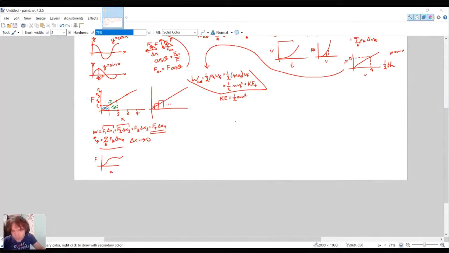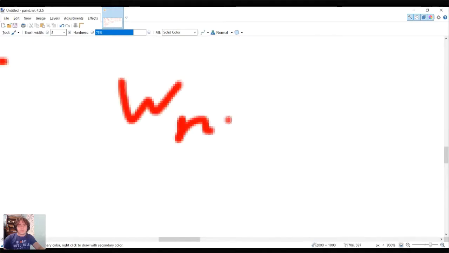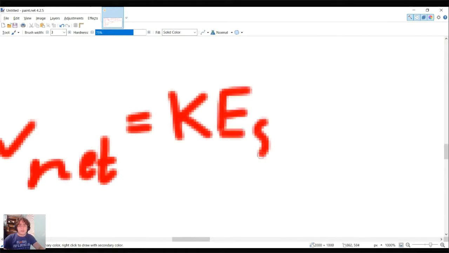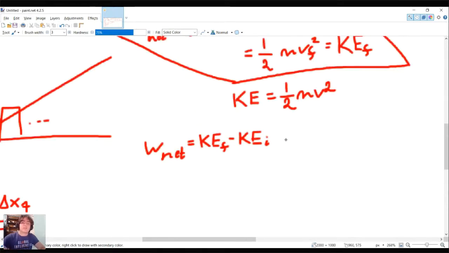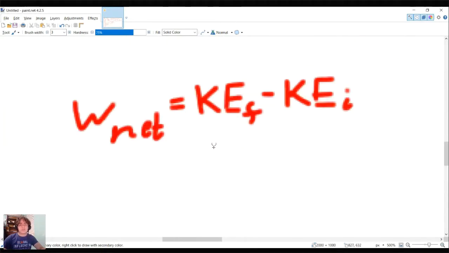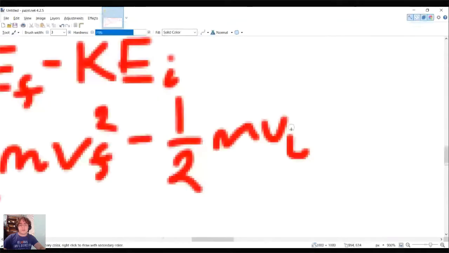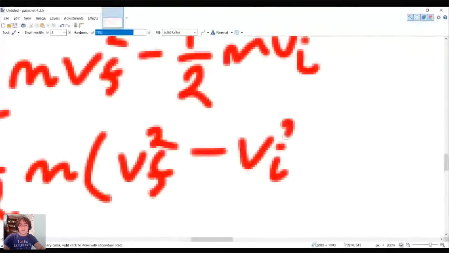Albeit a little hand-wavedly, what we do to extrapolate from this is just add another term. Without the initial speed being 0, we have work net is the final kinetic energy minus the initial kinetic energy. Because in the case where v0 was 0, the initial kinetic energy is 0, which is why it didn't show up in our calculation. So this is 1/2 m v_F squared minus 1/2 m v_I squared. You also might see it written as 1/2 m times v_F squared minus v_I squared.